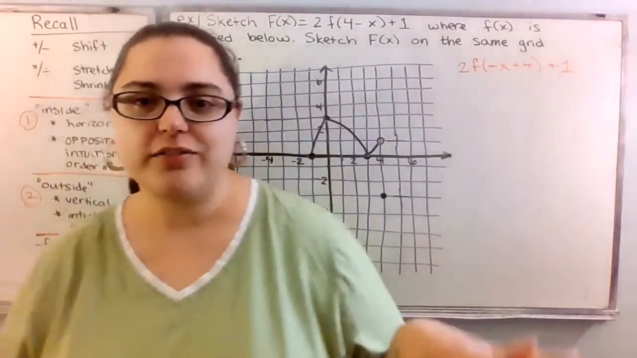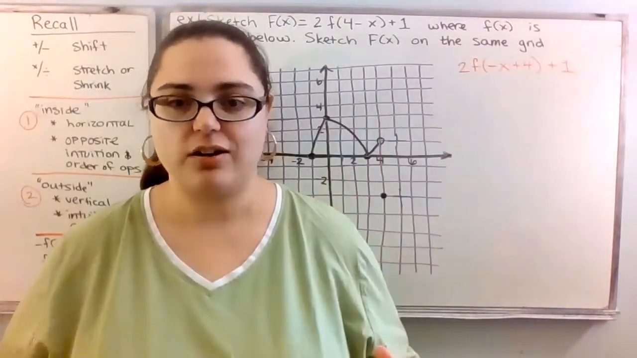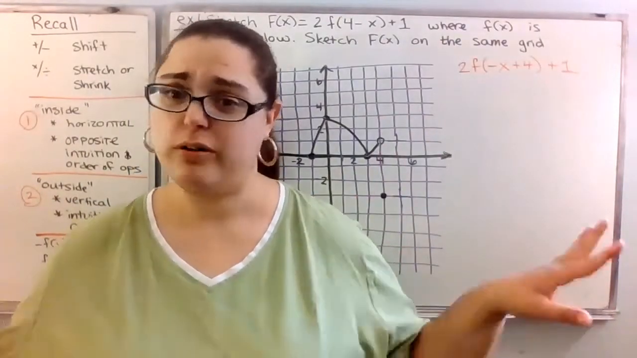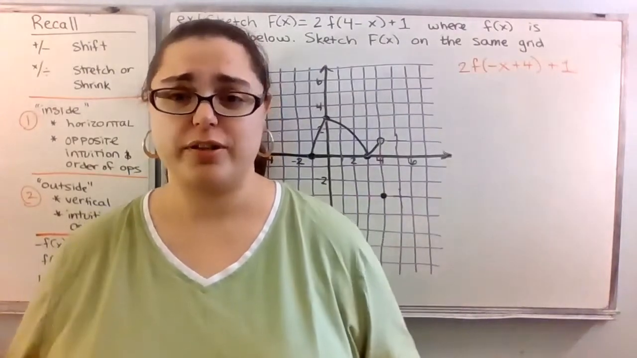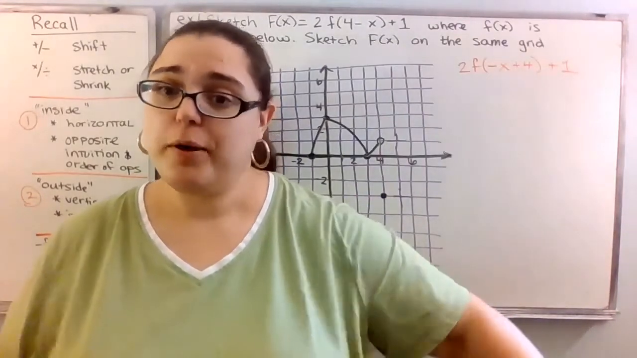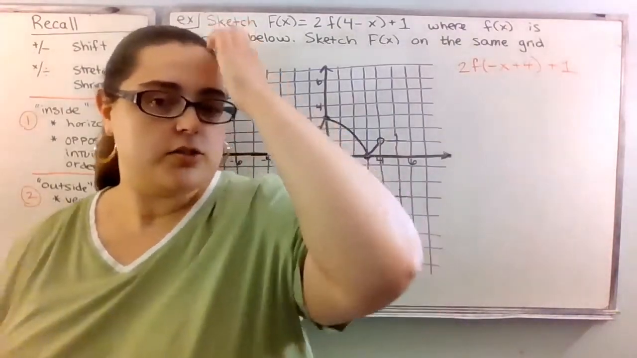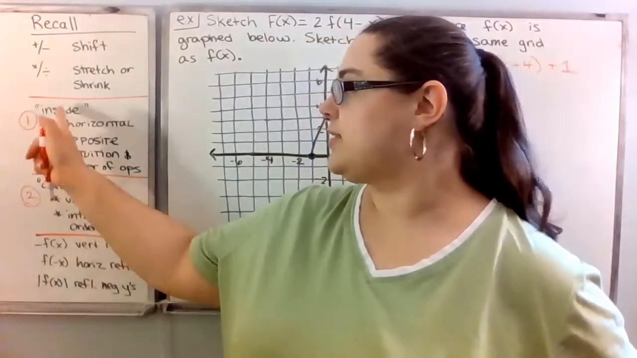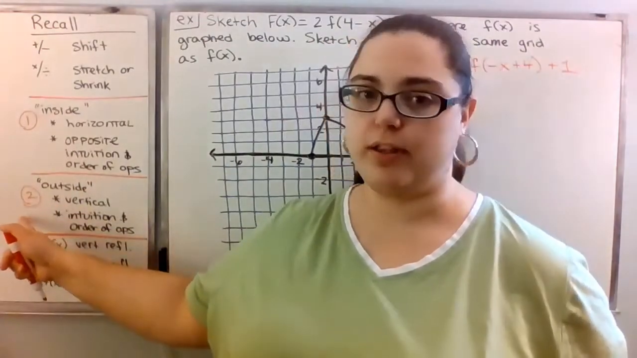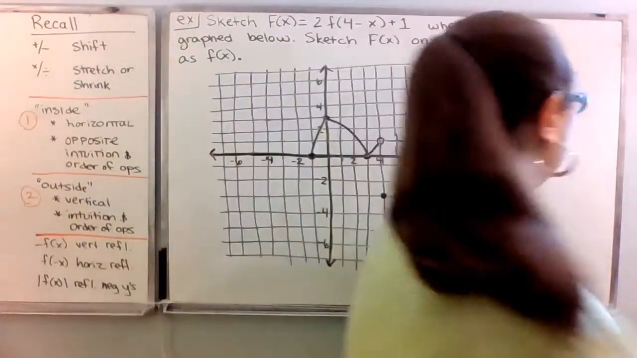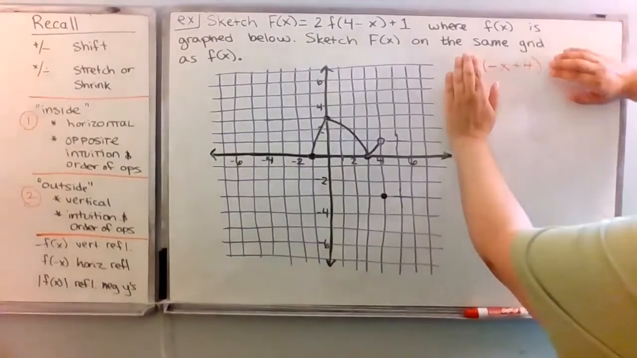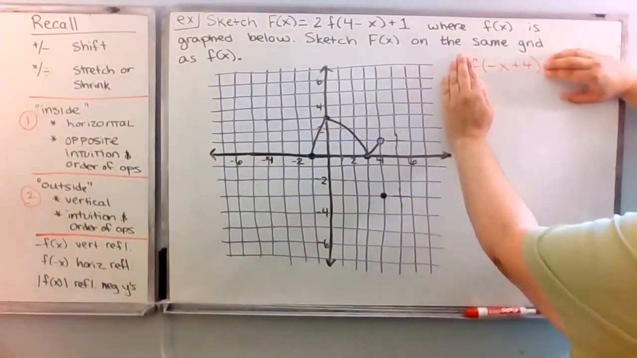Next, before I start even to think about shifting and reflecting and all that stuff, I'm just going to think about order. That's it. What order do I do the transformations in? I'm not going to think about what those transformations are, just the order that they happen. So we have, first we do the inside transformations, and then second we do the outside. So I'm going to look only at what's going on inside f of x.